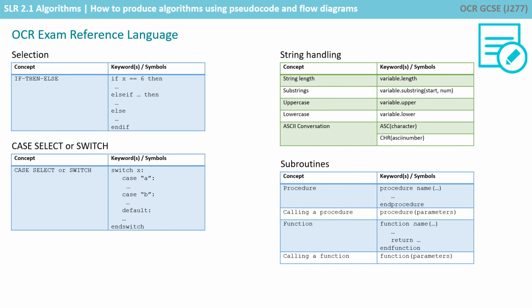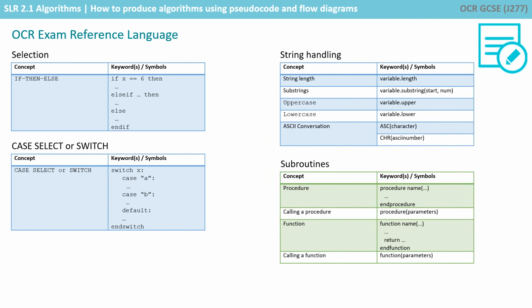And then you have the string handling commands. .length returns the length of a string. .substring extracts characters from a string. .upper converts the string to uppercase and .lower to lowercase. ASC returns the number of a character, and CHR returns the character from its ASCII number.